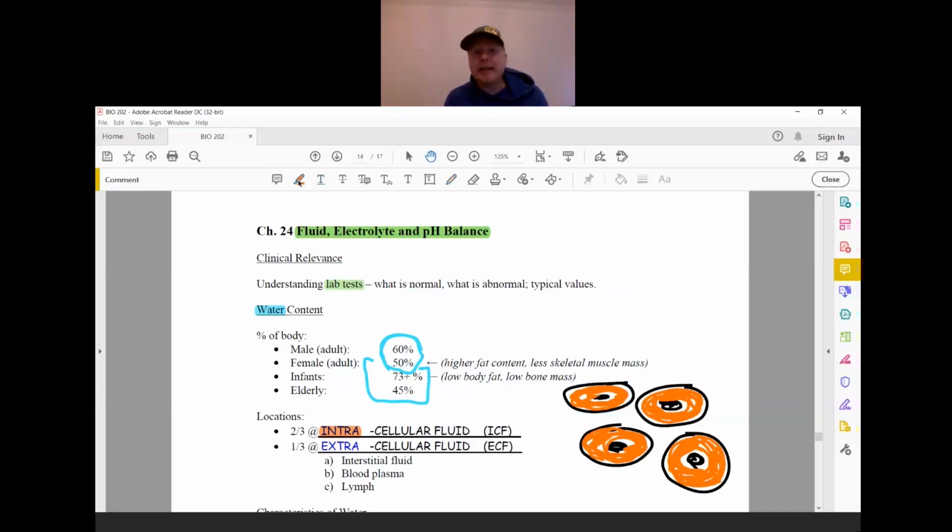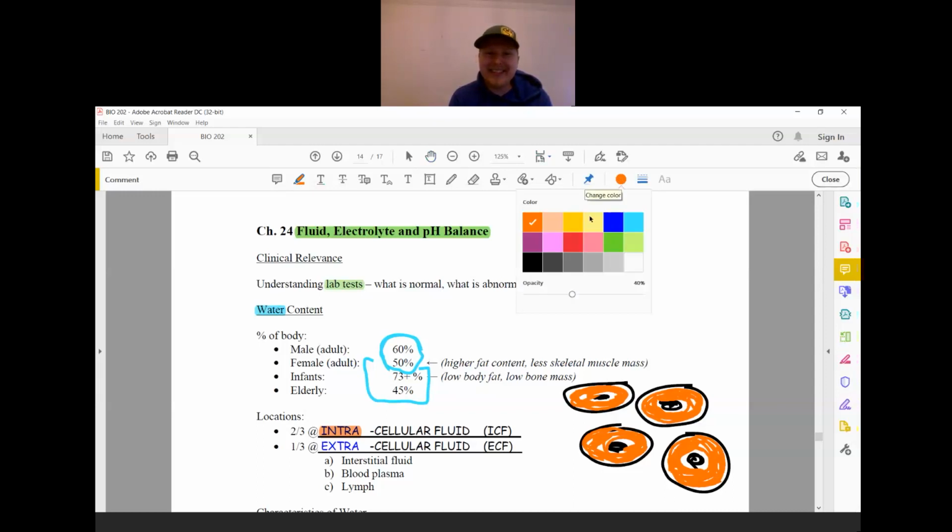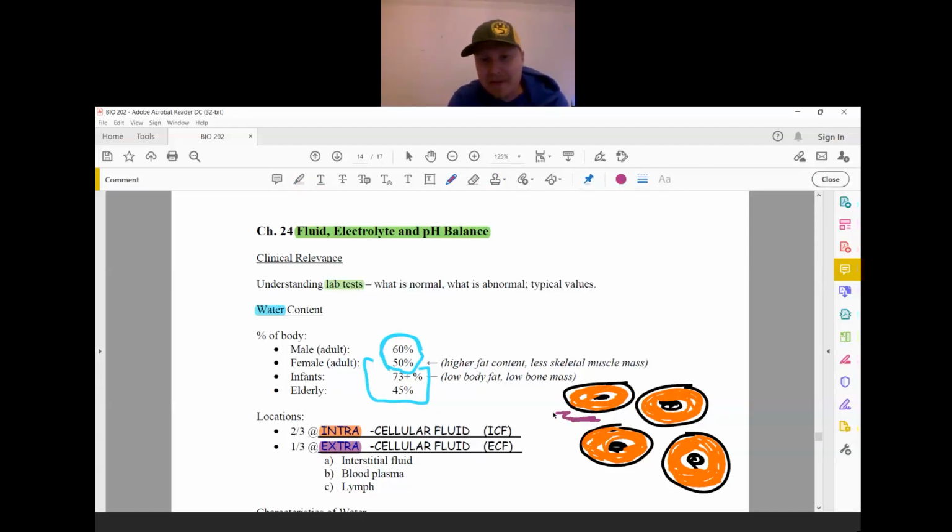The other concept that I, of course, do want to discuss very briefly is the extracellular fluid. So the fluid that's located elsewhere, but not inside the cell. That's about 1/3 of all the fluid. This can be interstitial fluid or blood plasma or lymph, for example. But regardless, this is fluid that would not be located inside the cells.